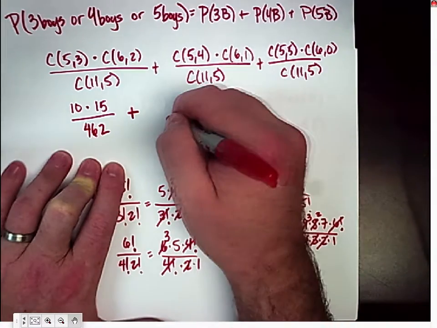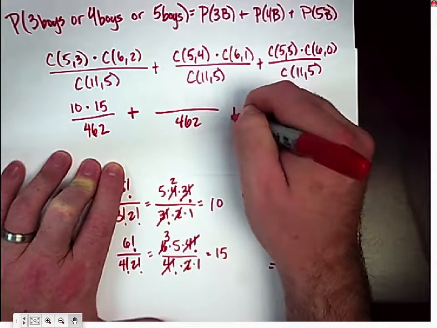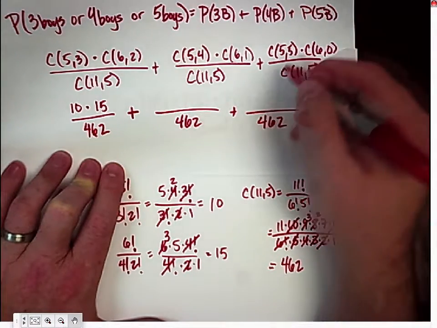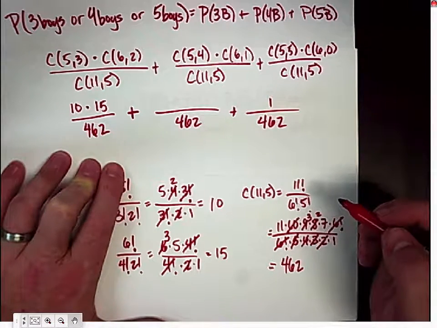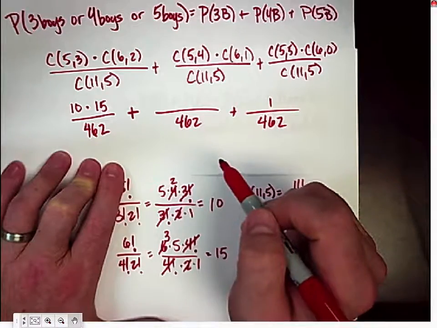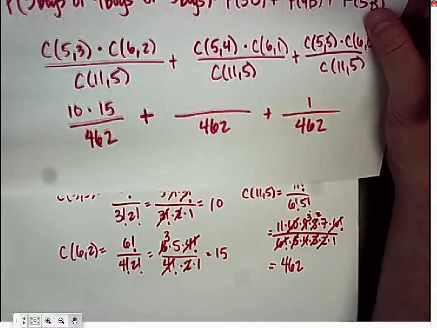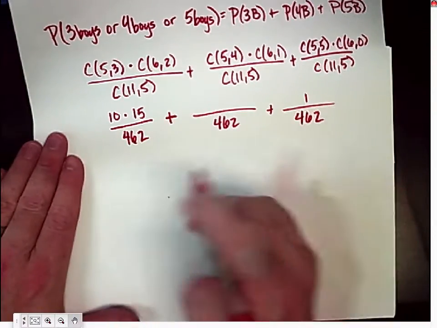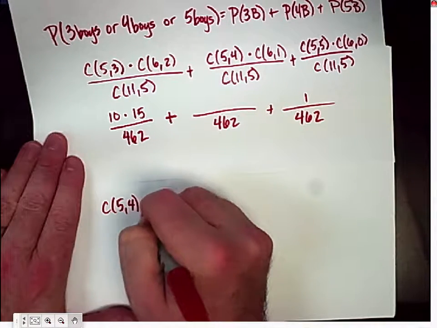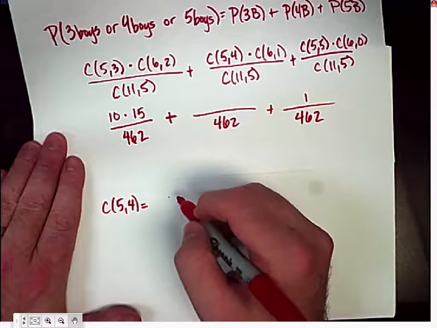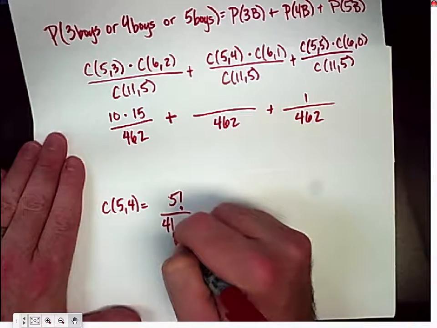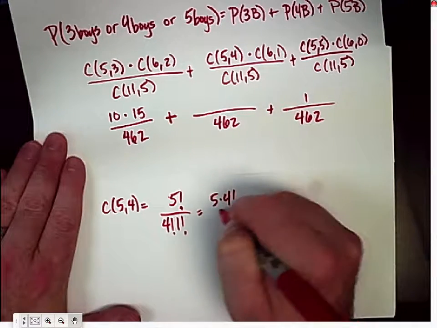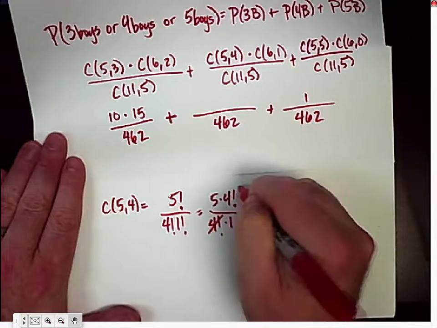Plus, we know that all the bottoms are going to be 462, right? And this one was 1 at 462. So we just have to figure out this middle. What's the combination of 5 choose 4? Well, that is 5 factorial over 4 factorial times 1 factorial, right? Which is 5 times 4 factorial over 4 factorial times 1, which is just 5.